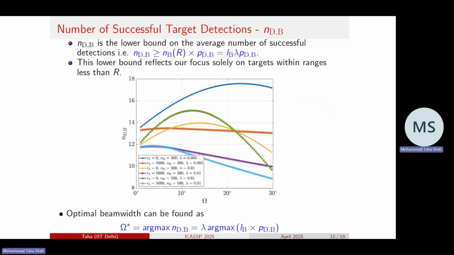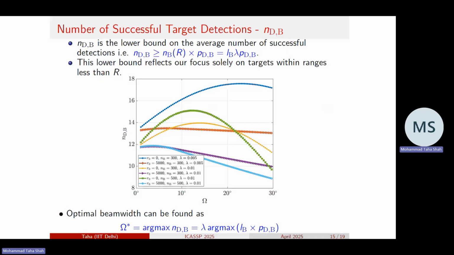How can we do that? If you look at this figure, it shows the plot of number of successful detections with respect to beam width. From this plot, we observe an important trend. Initially, as the beam width increases, more targets fall into the radar's detection sector, leading to an increased number of successful detections. However, beyond a certain point, the probability of successful detections decreases due to the increased interference caused by the wider beam. This creates a trade-off between the detection probability and the number of targets that can be detected, resulting in an initial upward trend followed by a decline in ND.